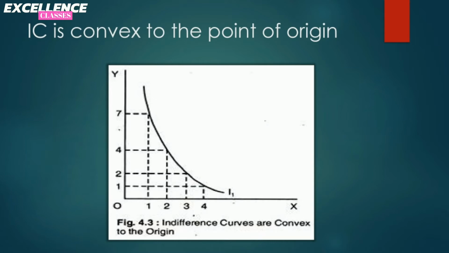The next one is IC is convex to the point of origin. When a consumer wants to consume an additional unit of good X, he has to sacrifice some units of good Y. In this situation, the marginal rate of substitution, known as MRS, which can be calculated by loss of good Y divided by gain of good X, will decrease, and due to decreasing MRS, IC is convex to the point of origin. We have understood the concept of MOC in the first chapter, so this concept MRS is just opposite to that concept.